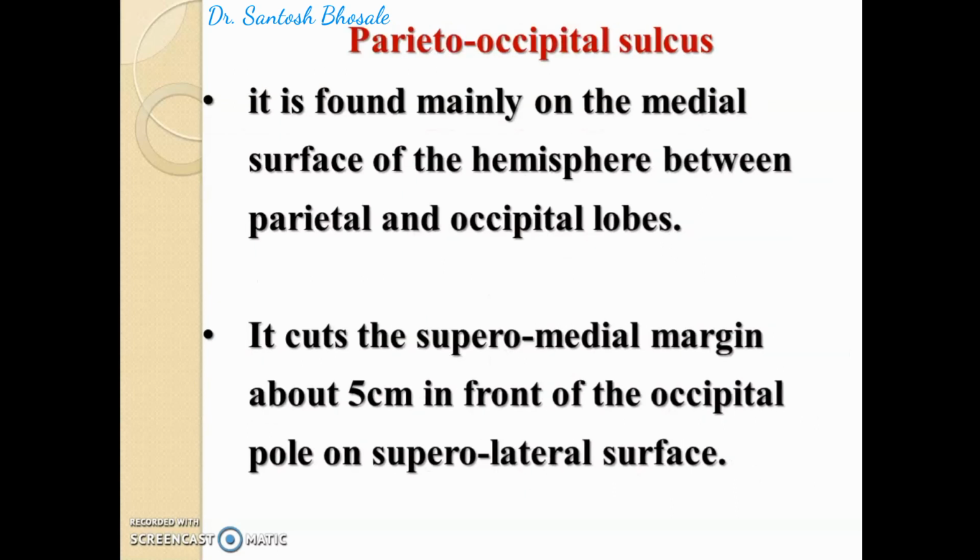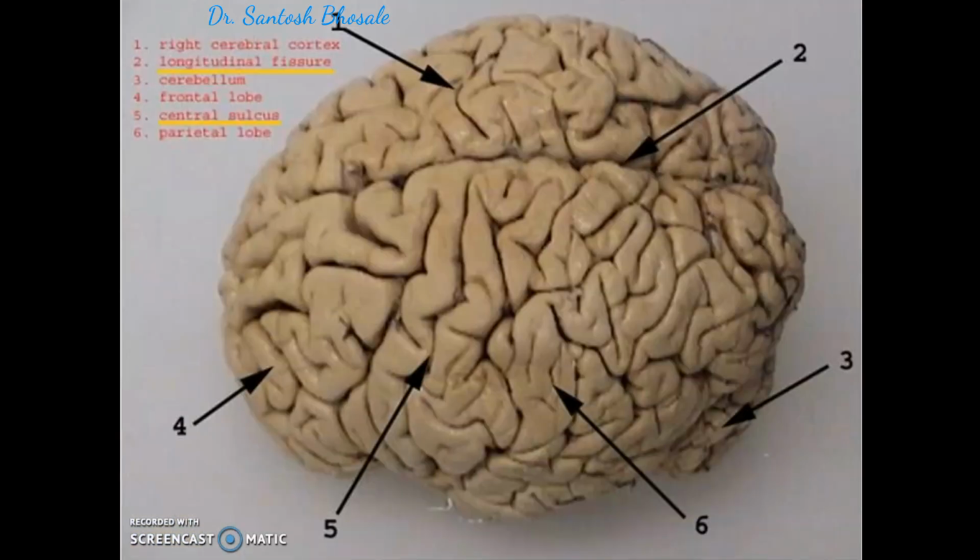Then the parieto-occipital sulcus, it is found mainly on the medial surface of the hemisphere, between parietal and occipital lobes. It also cuts the supromedial margin just about 5 cm in front of the occipital pole on the superolateral surface. So these three sulci are very important to divide the superolateral surface into different lobes.